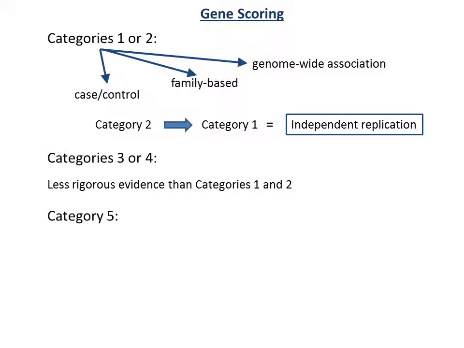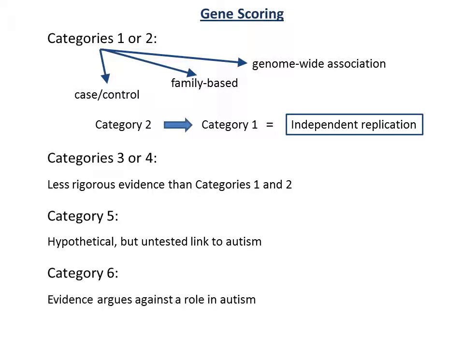Finally, Category 5 exists for genes with only hypothetical but untested links to autism. And Category 6 exists for genes with evidence that argues against a role in autism.